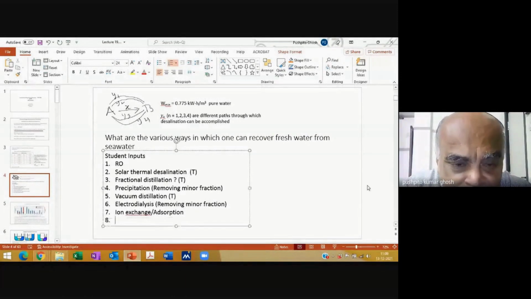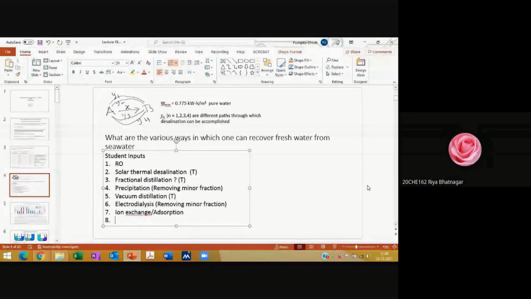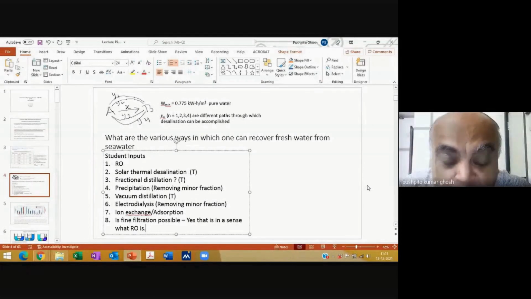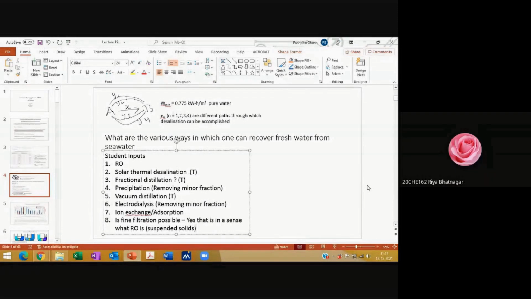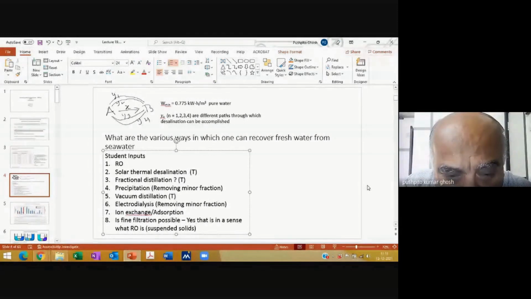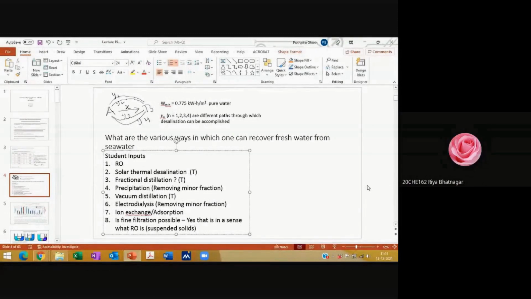Anything else? Sir, is doing fine filtration possible? Wonderful. What is the solid that I'm trying to filter out? What we want to say is suspended solids, right? You understood what I'm saying? There are some suspended solids which you are filtering out. Correct or not? Yes, sir. Yeah. In regular filtration.